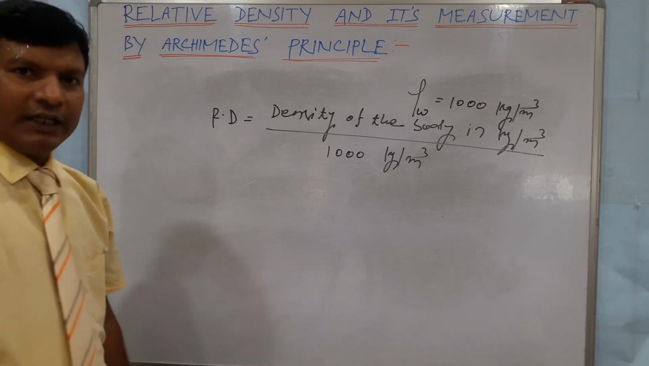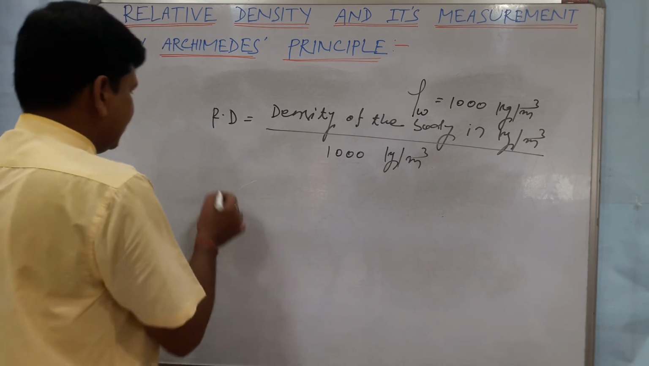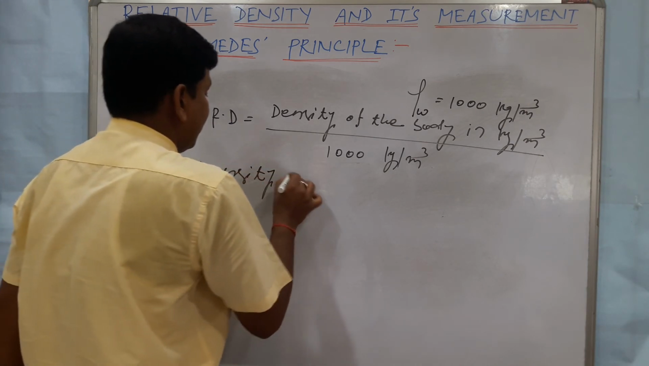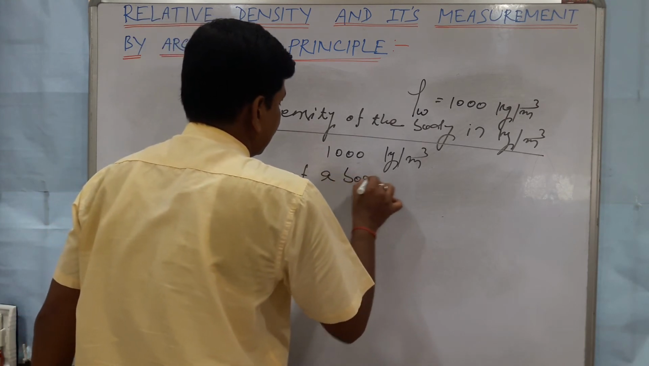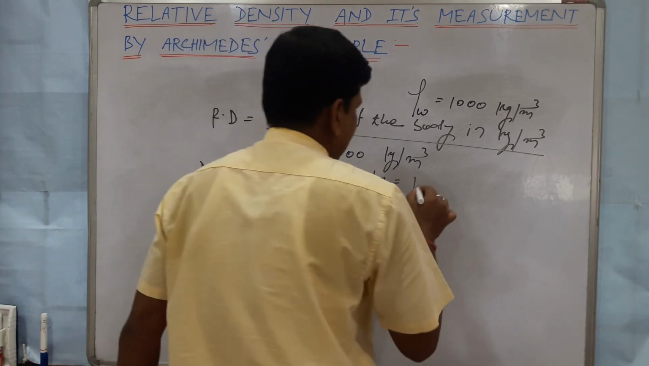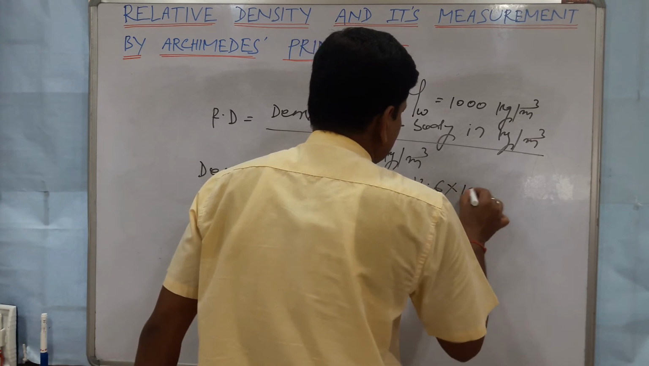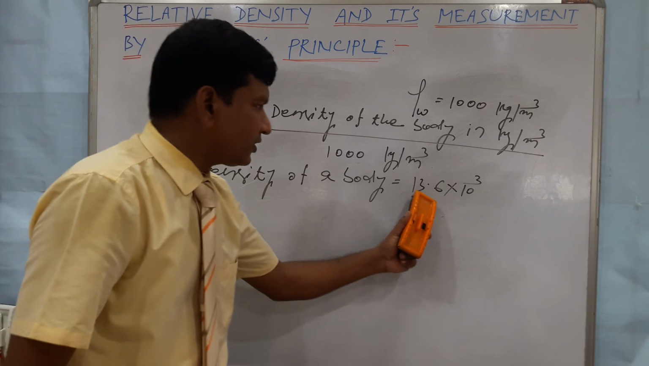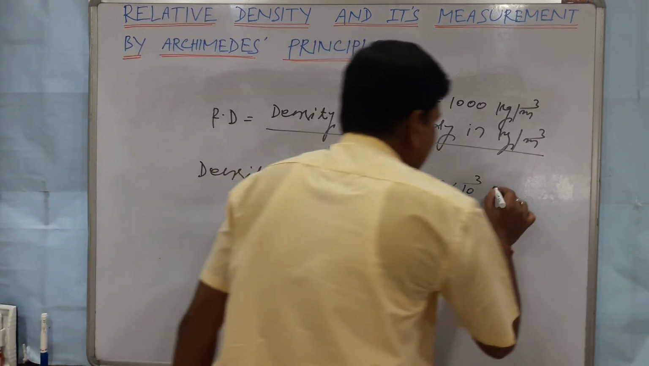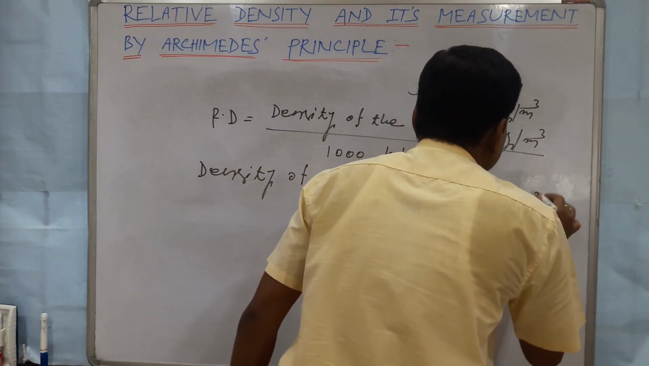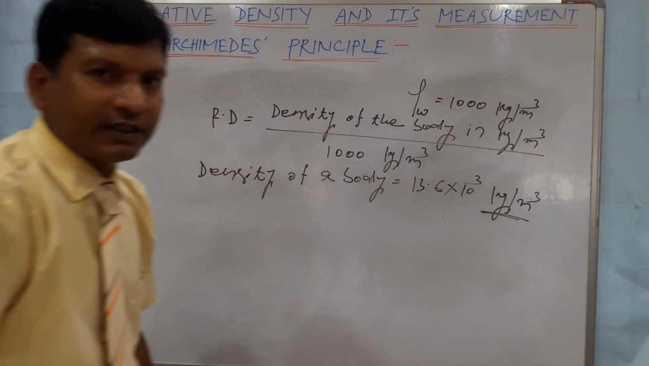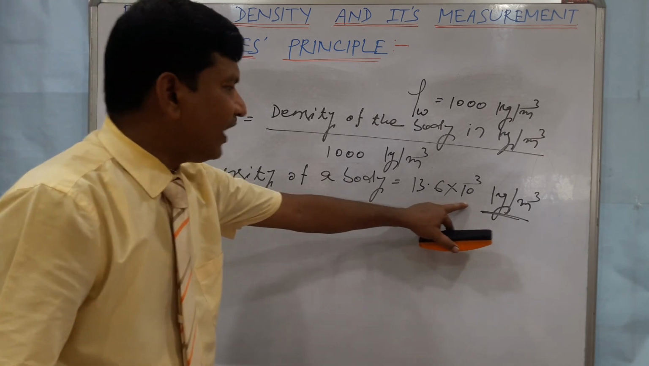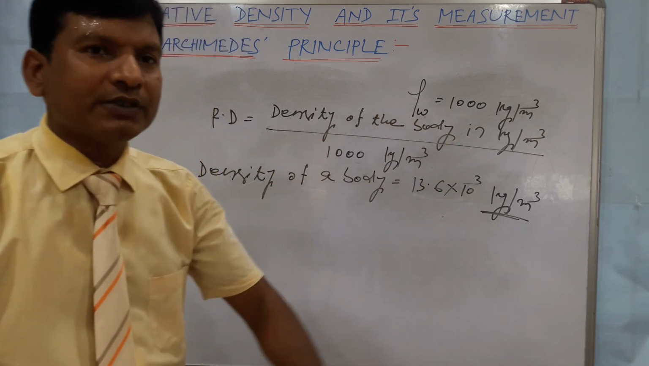Say for example, if the density of a body is equal to, say, 13.6 into 10 to the power 3. That is the density of the body. If the density of the body is 13.6 into 10 to the power 3 kg per meter cube, that means it is given in the SI unit. Now, in order to find the relative density, what do you do? Simply you have to divide this value by 1000.